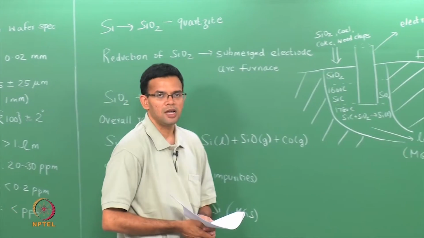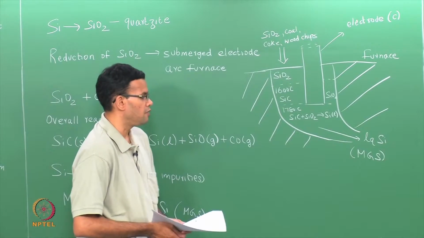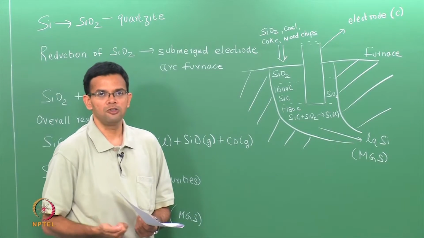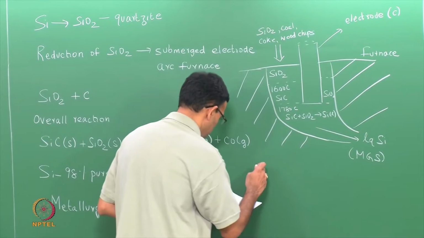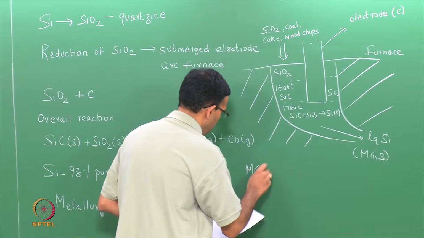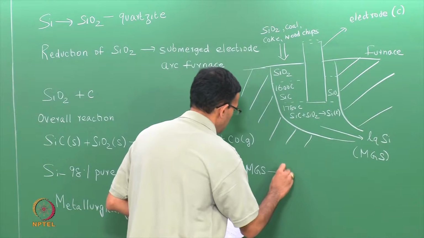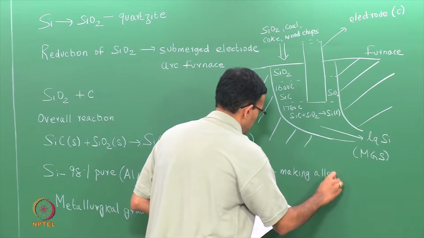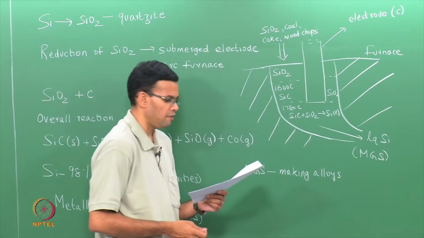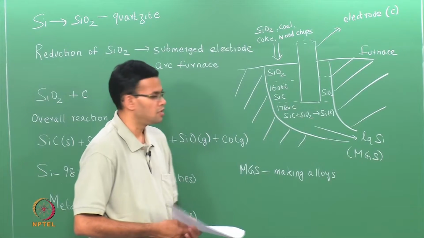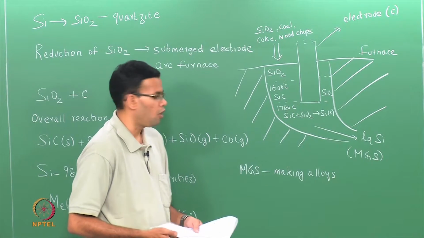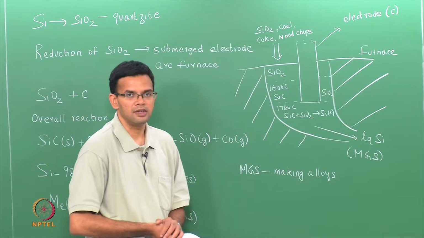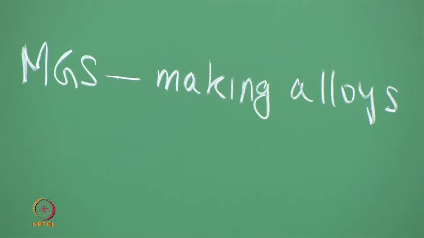So, this is the first step in manufacture of your silicon wafers, getting the metallurgical grade silicon. MGS is also used for making alloys. For example, a lot of silicides are made by combining silicon with metals. For example, you can have silicon along with platinum, silicon along with aluminum. So, there are a lot of alloys made using silicon, and for this metallurgical grade silicon is good. It has around 98% purity.